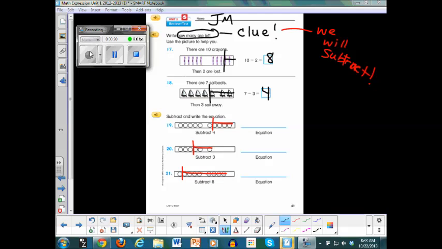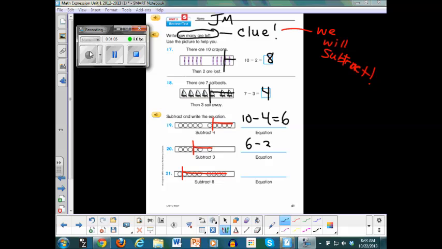Am I done? No, I'm not done. You're right, Maddie. Oh, no. Maddie, they want me to write the equation now. That means, boys and girls, I need to figure out how many were there before I subtracted. On number 19, how many were there before I subtracted? 10. I had 10, and I subtract how many? 4. 4, and that leaves 6. 6. Thank you. For number 20, how many were there before I subtracted 3?